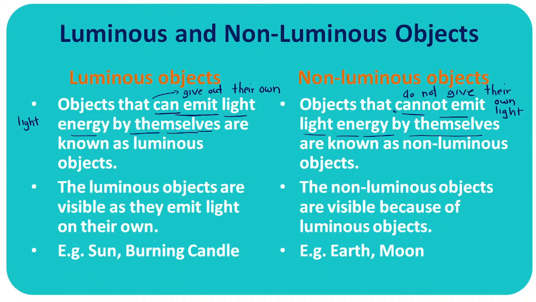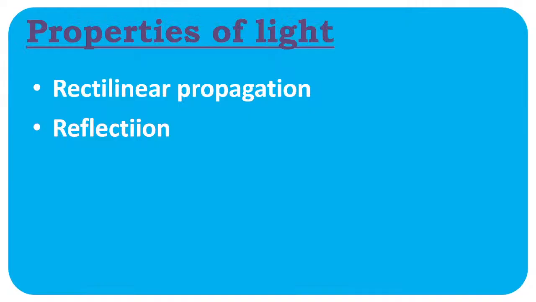Okay, examples other than planets: the moon is also a non-luminous object. The moon doesn't give its own light. Now you might tell me that the moon also gives light, but the moon reflects the light of the sun. So it doesn't have its own light. It reflects the light of the sun. Therefore, the moon comes under non-luminous objects.